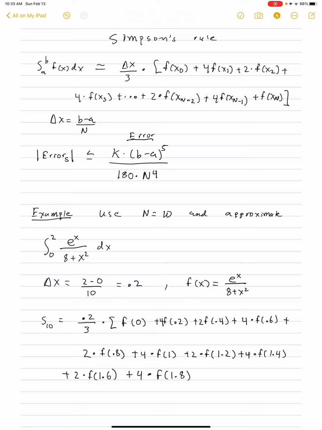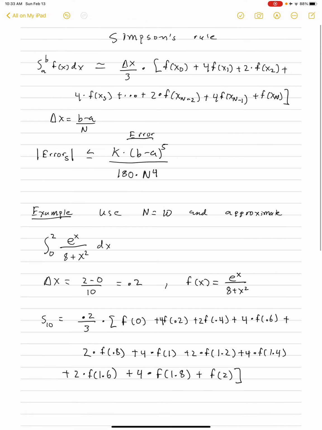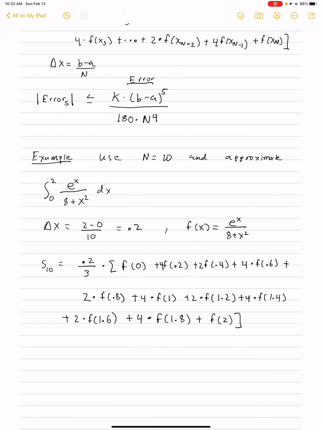1.8. Then, hey, now I get to f of 2, that's the endpoint b, so that's just f of 2 itself. Since that's the last point, I do not multiply it by a 4 or a 2, it's just f of 2, the endpoint.